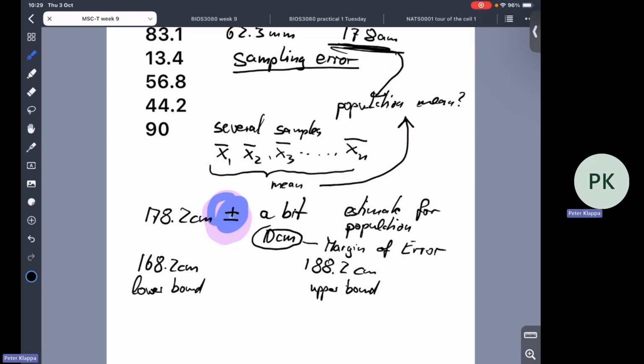So it's symmetrical, that's plus minus the margin of error. Only works for continuous data. If we don't have continuous data, as I will show you at the end of this session, you have to write it slightly different. So in this case, it is symmetrical. But how did I come up with these 10 centimeters?